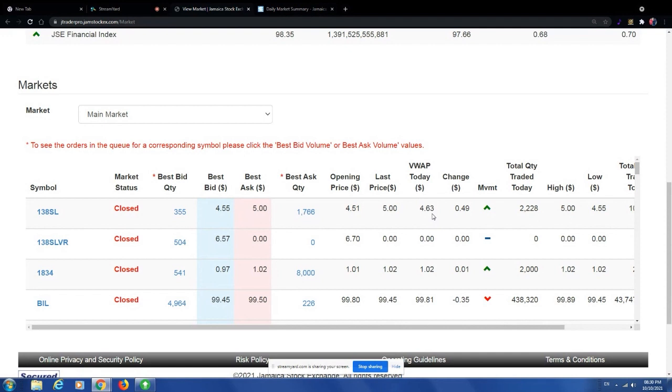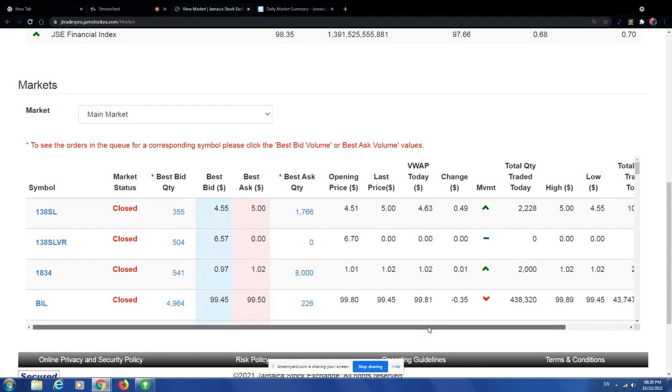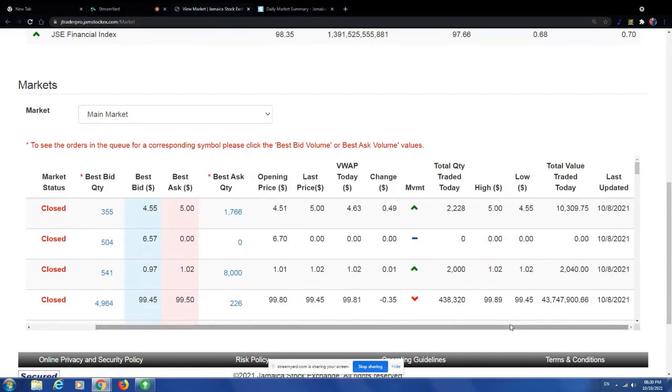So, as I said, you take the value traded for the day divided by the total volume traded. Just think about the name. It says volume weighted average price. And over here we can actually calculate it. So 10,309.75 divided by 2,228, and I get 4.63. Hope you can see this, Jermaine, but I'm just trying to show what I'm talking about.